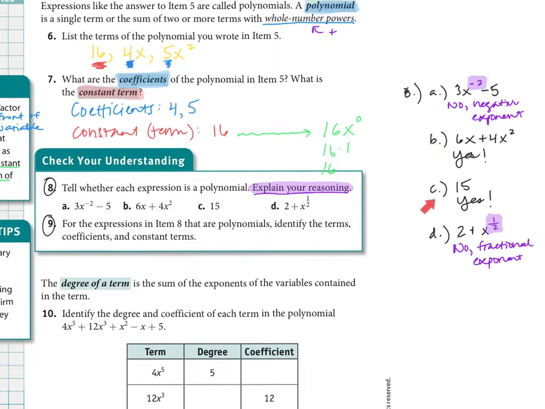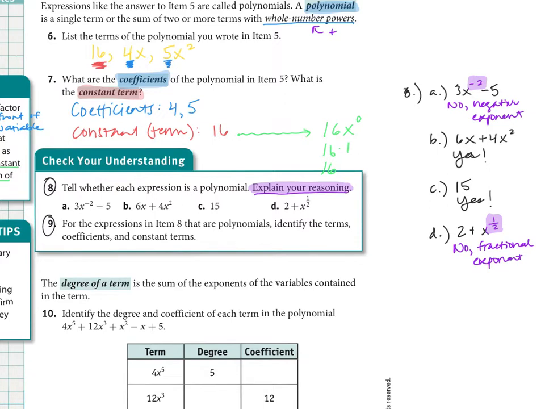But we can see for parts B and C, yes, we are going to have polynomials, because looking back at our definition, it can be a single term or it can be a sum of two or more terms as long as they are whole number powers. So that's exactly what we have. We have a single term and we have multiple terms here.